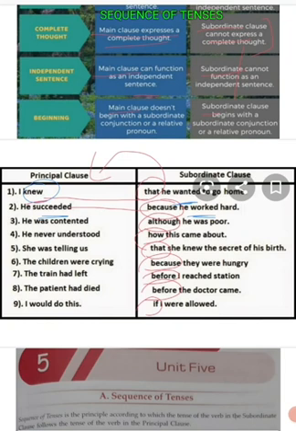Now in sequence of tenses, we are going to learn that when we have a sentence consisting of a principal clause and a subordinate clause, which particular tense should be followed by which other particular tense. Okay, means if in the principal clause we have the verb in the past tense, in the first sentence you can see that he wanted to go home, so the principal clause having the verb in the past tense is followed by a past tense form of verb in the subordinate clause also. So like this there will be a few rules, and in this video I am going to discuss rule 1 and rule 2.